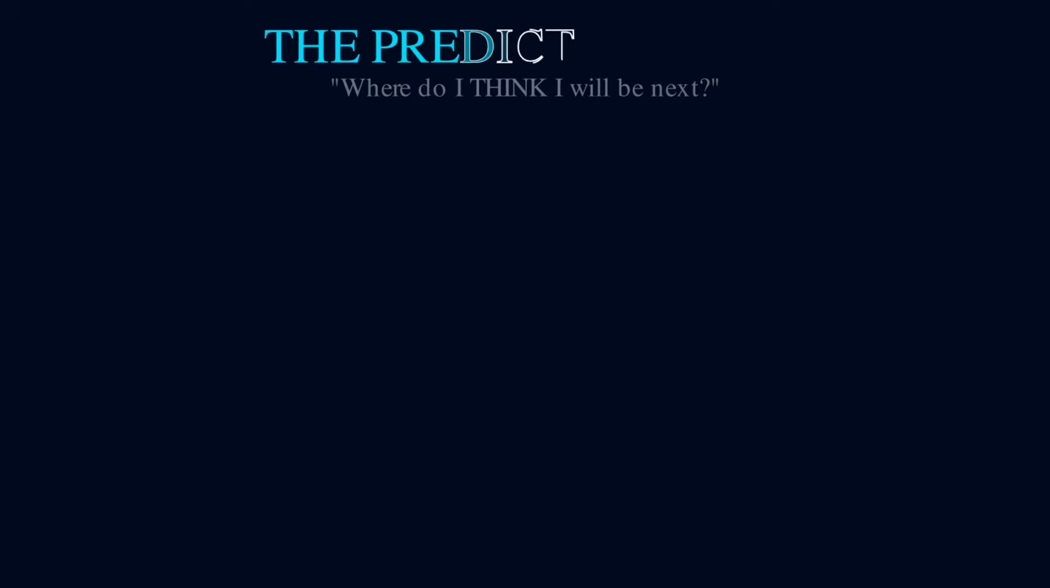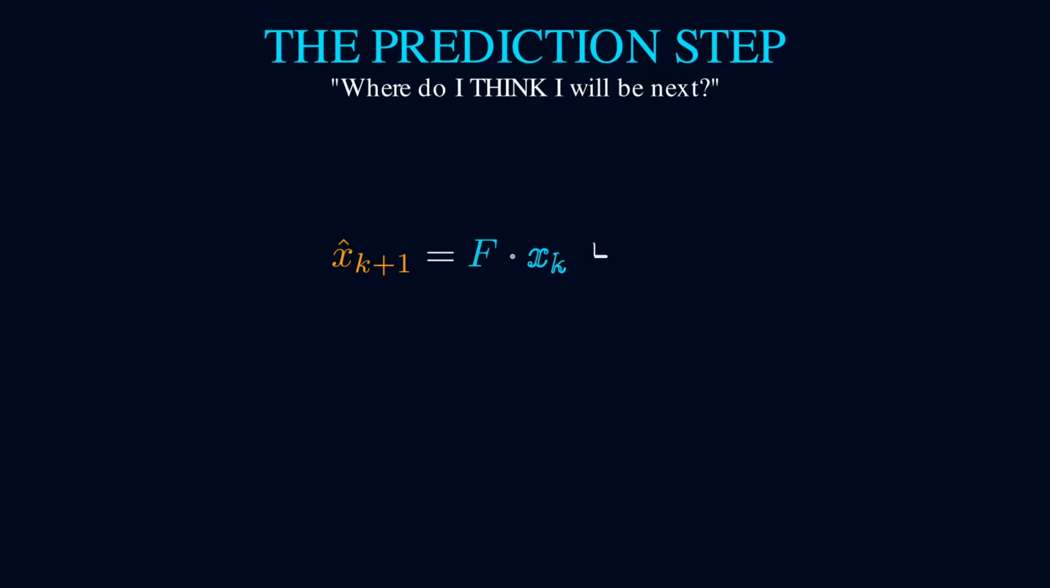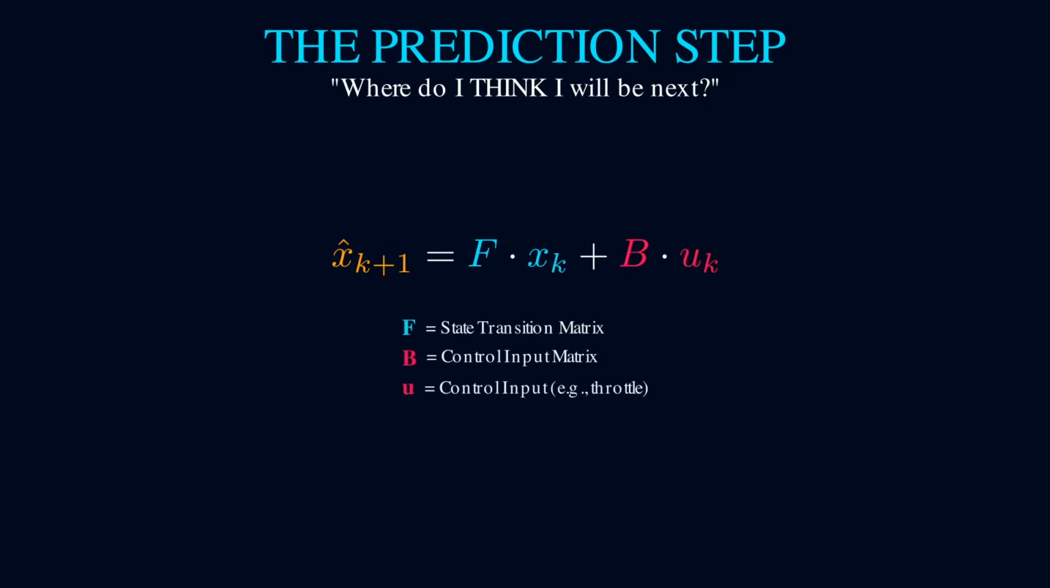The prediction step answers one question: where do I think I will be next? The equation is straightforward. The predicted state x hat equals the transition matrix F times the current state, plus the control input matrix B times the control U. F moves our state forward in time using the known physics. B accounts for any external inputs, like pressing the throttle. On the timeline, you can see how the filter projects from the current position to a predicted future position.